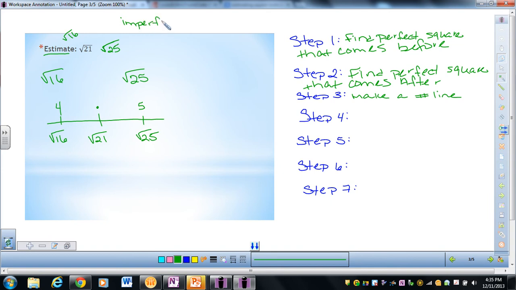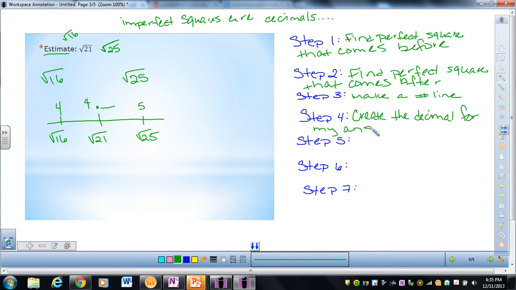All imperfect squares are decimals. You must remember that. It'll help you remember how to do this. So I know that it's going to be 4 point something. So I'm going to put 4 point something, which was step 4, to create the decimal for my answer. That's this right here. That's step 4.